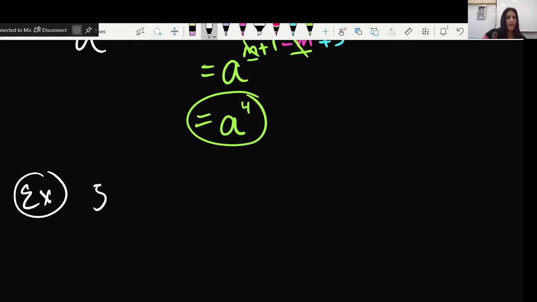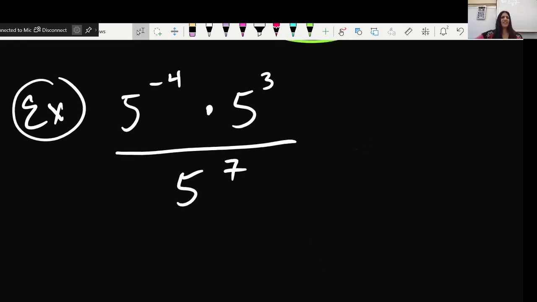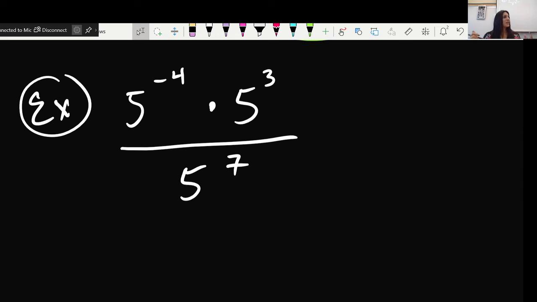So let's say we have 5 to the negative 4 times 5 to the 3 all over 5 to the 7. Here's the thing. Students often think like, oh, this is getting difficult because it will get longer than this. There will be more stuff going on. But if we just ignore the bottom and pretend it's not even there, and I just gave you the top, so breaking it down and taking a step-by-step approach makes it easier. So I'm going to rewrite this and say it's just 5 to the 7 at the bottom. We're going to ignore that.